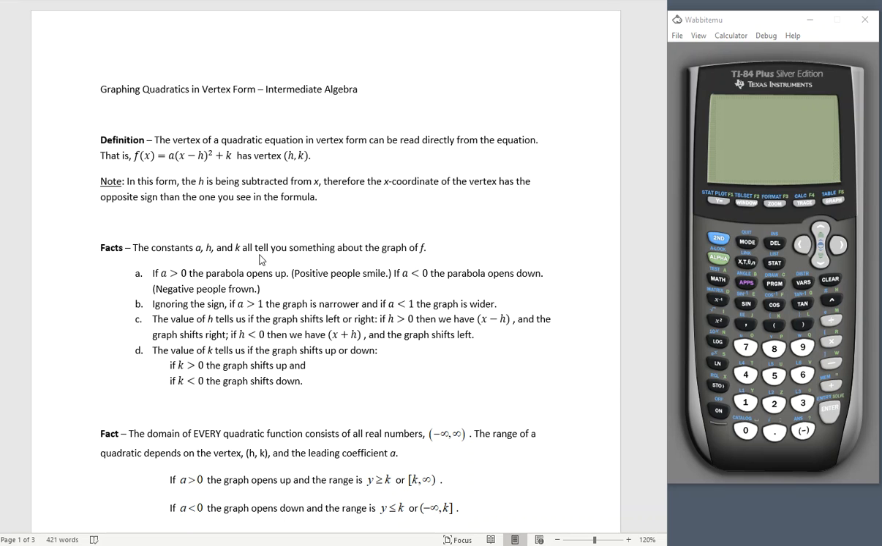Now these constants a, h, and k tell you something about the graph of f. First of all, if a is positive, this parabola opens up, and it could be anywhere on our axis system. Maybe over here, maybe somewhere else. If a is less than 0, the parabola opens down. Maybe it opens down like that.